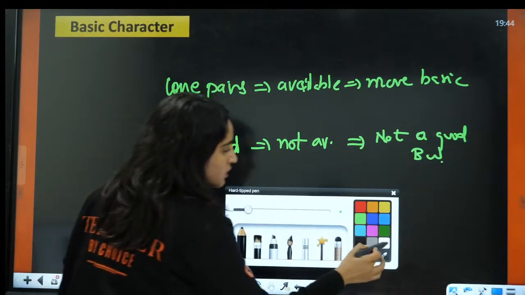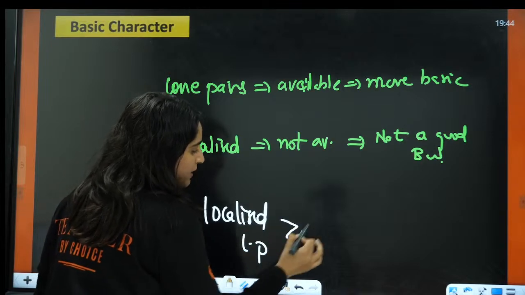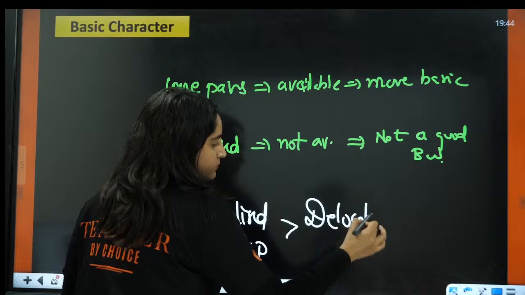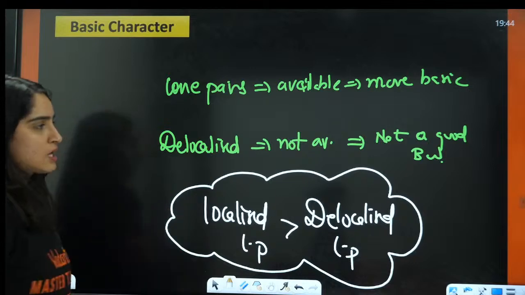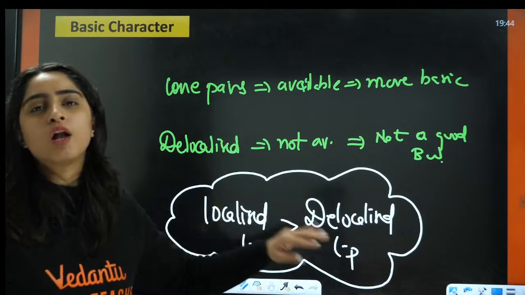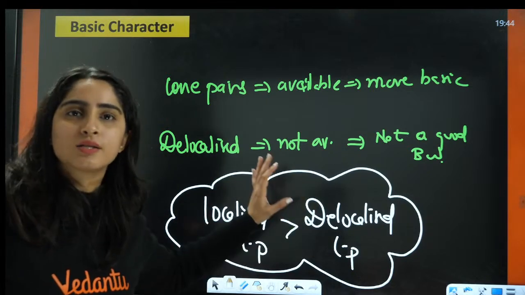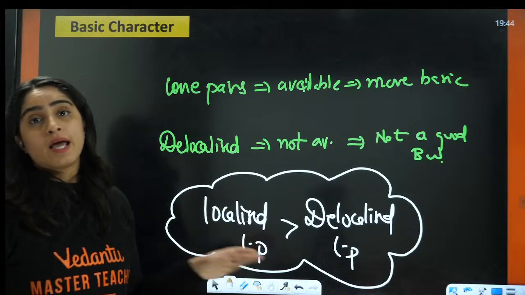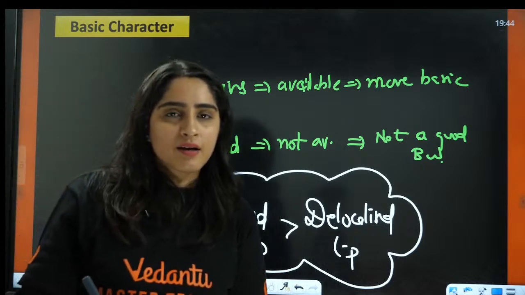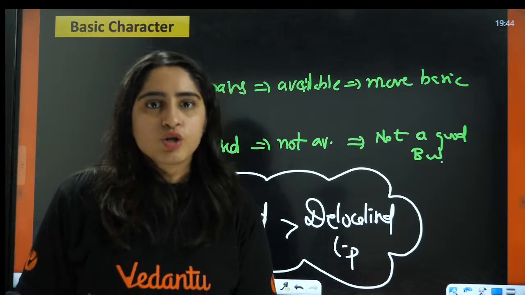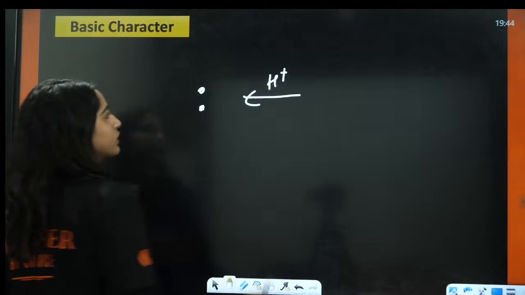Okay, always remember, localized lone pairs are more basic than delocalized lone pairs. Always remember this. This particular concept will solve most of your questions. Most of your questions will be solved by this concept that a localized lone pair is more basic. Because if your friend is available, right, you will go there. So now, this lone pair availability means the H positive will go there. It will be able to accept this H positive.